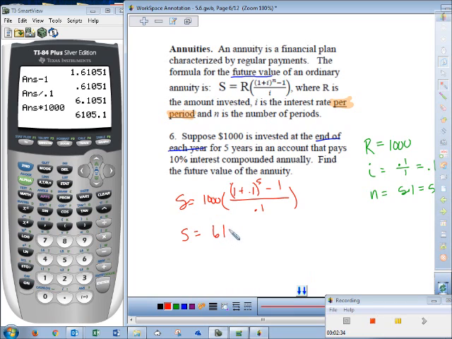$6,105.10. So let's figure out how much of that was actually our money, you know? Really, we put $1,000 away for 5 years, so isn't $5,000 of that our money? So we made $1,105 in interest in that situation. That's not bad for a 5-year span, you know? So $1,000 a year for 5 years, and we just kept earning the interest, so this annuity was pretty cool.